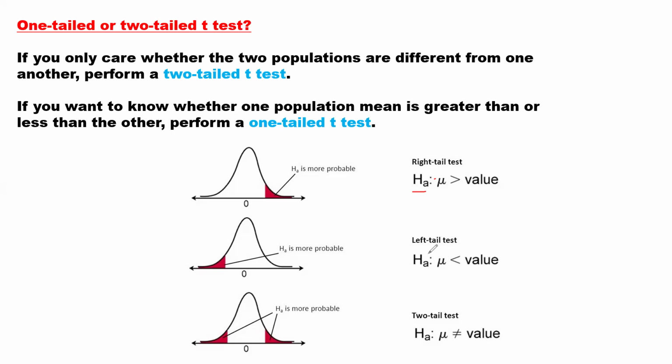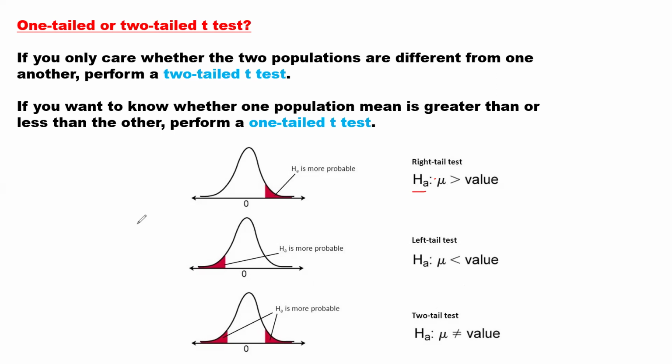And for the left tail test, the standard mean must be less than some value. And in the case of the alternative hypothesis for the two tail test, it means that the mean is not equal to some value. So that is in the case of one tail test or two tail test.